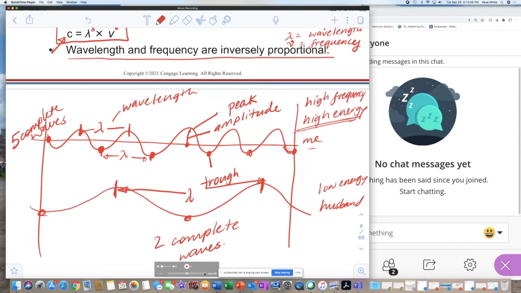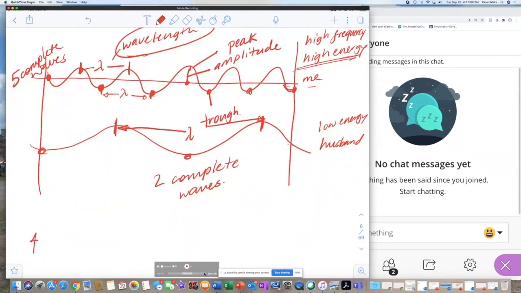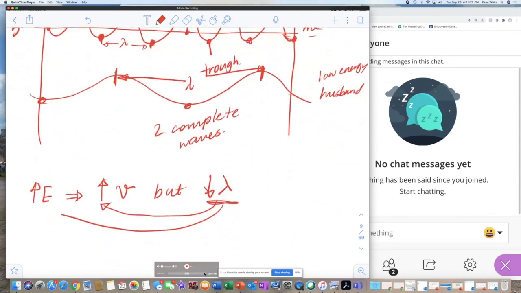Frequency. Now I can't spell and talk at the same time. But to have a high energy wave, you also have a high frequency wave because the waves are traveling frequently through the same spot. But at the same time, your wavelength is lower. So hopefully you can see that, right? Wavelength and frequency are inversely proportional. So from the picture I have here, when the energy is high, so is the frequency. But as a result, we have a low wavelength. So the wavelength is always opposite to the trend of the frequency and to the trend of the energy.